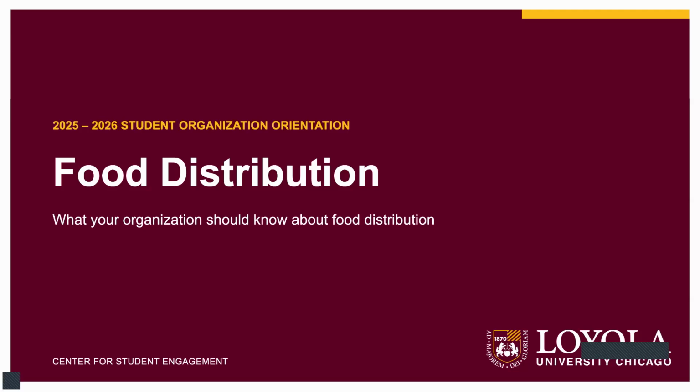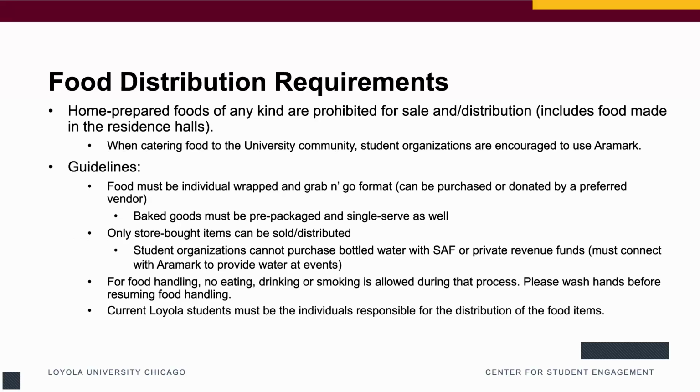So let's talk about food distribution and what your organization should know. One thing to note, home prepared foods of any kind are prohibited for sale and distribution. That's any food made in the residence halls. When catering food to the university community, we encourage organizations to use Aramark. Some guidelines are that food must be individually wrapped and in grab and go format. It can be purchased or donated by a preferred vendor. Just know for baked goods, they must be prepackaged and single serve as well. Only store-bought items can be sold or distributed.